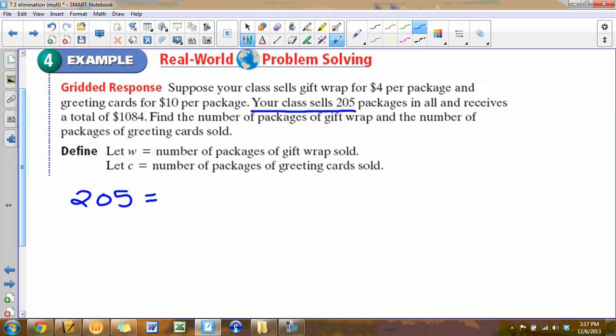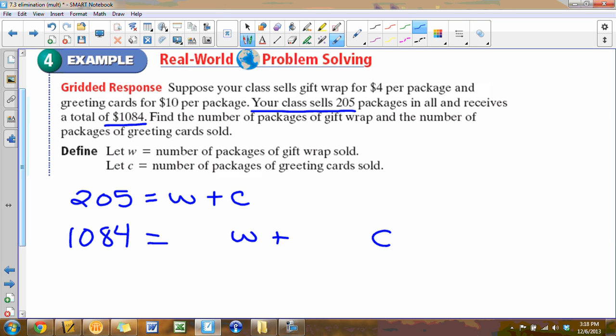Now, how many gift wrap packages were sold? Well, W. I don't know. And then if I add that to how many greeting cards, that would be C. That's going to give me that 205. And that's my equation for my quantity. Then I can go back and look at value. I sold a total of 1,084, right?